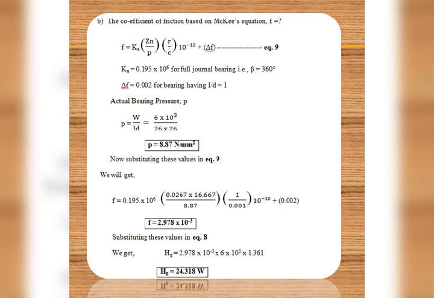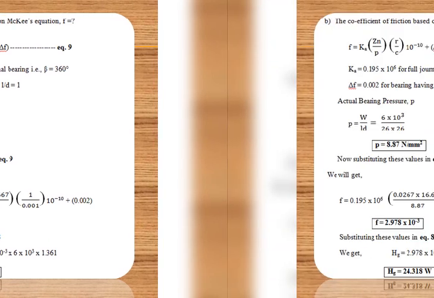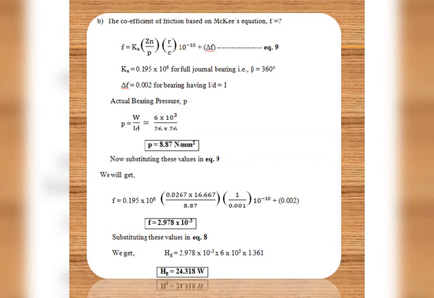Coefficient of friction f is equal to Ka is 0.195 into 10 to the 6, Z is 0.0267 into N is 16.667 divided by bearing pressure just now what we have got, that is 8.87 into R by C is 1 by 0.001, that is into 10 to the minus 10 plus for bearing having L by D ratio 1, delta f is 0.002, that we have to substitute. So coefficient of friction f we are getting 2.978 into 10 to the minus 3.